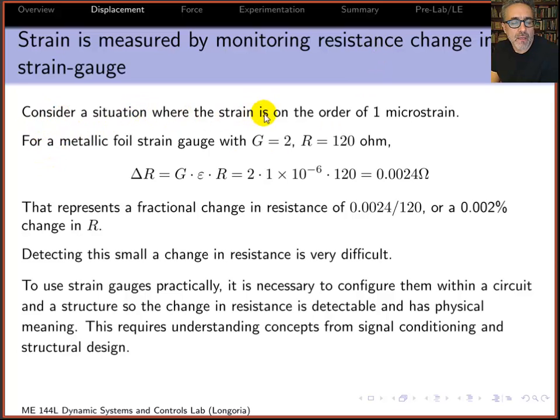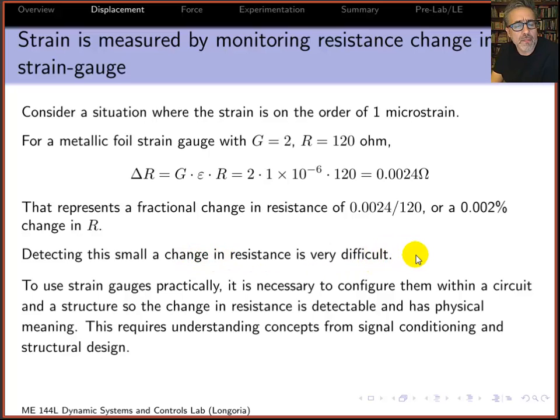Say you had a situation where you strained a material on the order of about a microstrain. You can estimate the change in resistance for a gauge factor of, say, 2, given a microstrain and a nominal resistance of about 120 ohms, which is common. You see that you get a very small change in resistance. And this is what we can measure? Well, that's way too small. So detecting this kind of resistance change is very difficult.